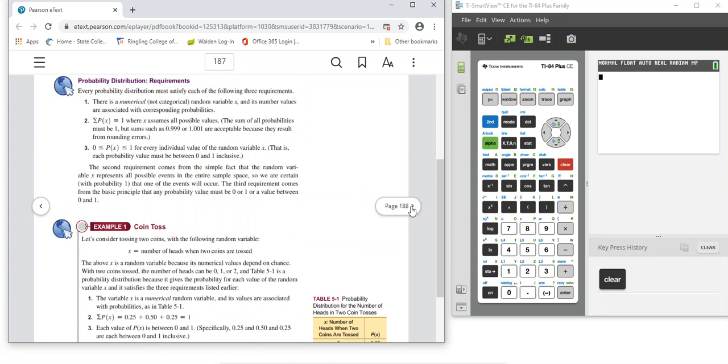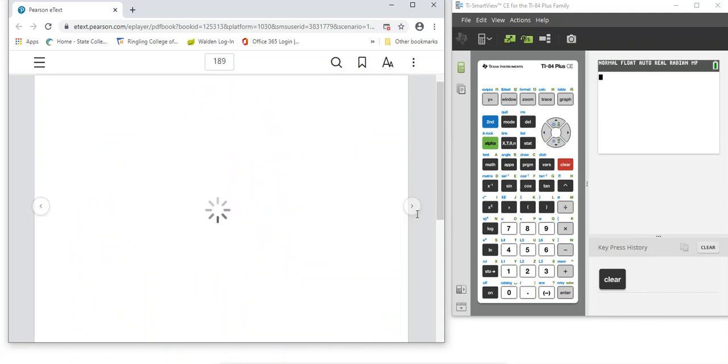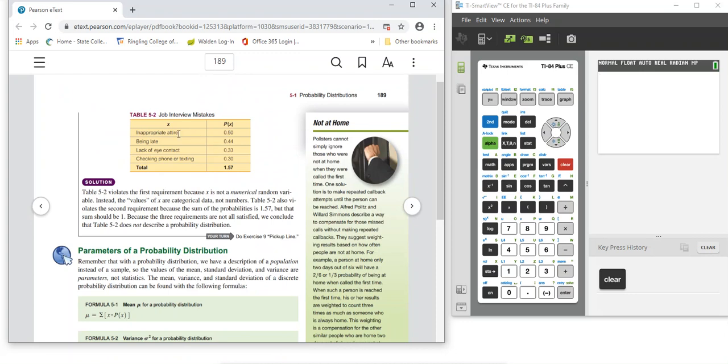We'll talk more as we look at the examples, and we're going to look at an example using a table first, and I'm going to skip over. So let's say that we have a situation where we're looking at job interview mistakes. That occurs all the time. People have job interviews. You've probably had job interviews, and you might have made some mistakes. And some are more common than others.